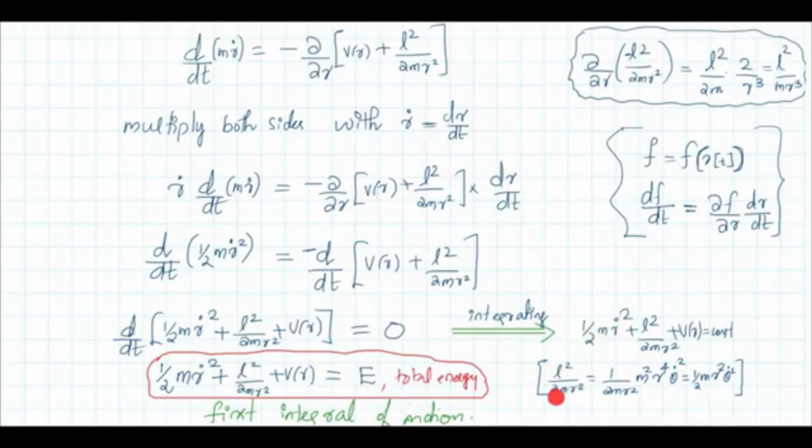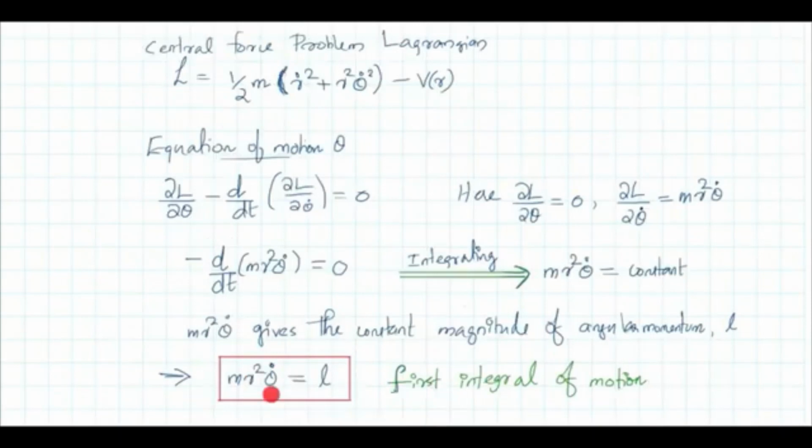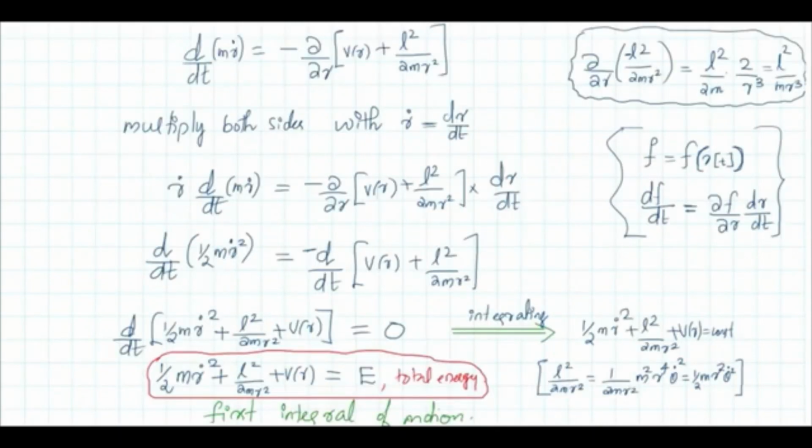What is L square by 2mr square? We can substitute back the value of L. L is from this expression, L is mr square theta dot. So we can substitute for this L. L square becomes m square r raised to 4 theta dot square divided by 2mr square, and that is half m r square theta dot square. Half m r square theta dot square is actually angular kinetic energy, and this term plus the first term will give you total kinetic energy. So total kinetic energy plus potential energy, that is nothing but total energy of the particle.